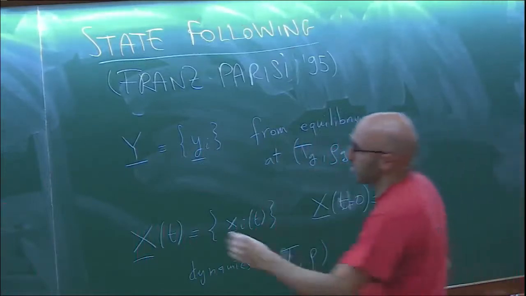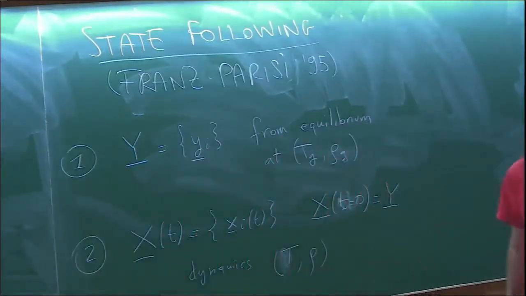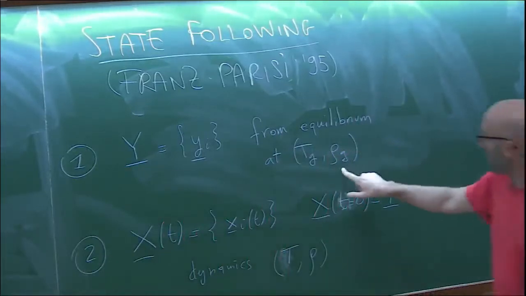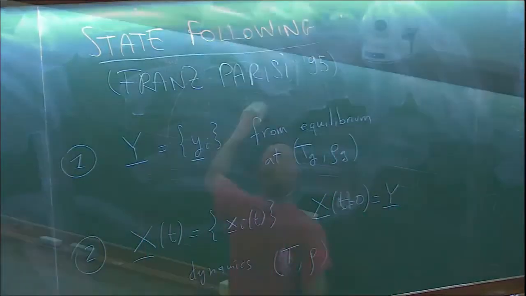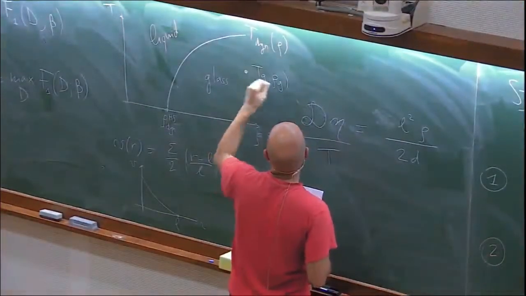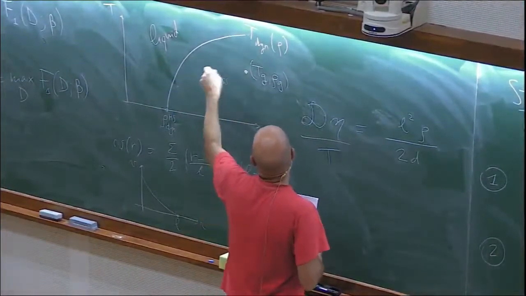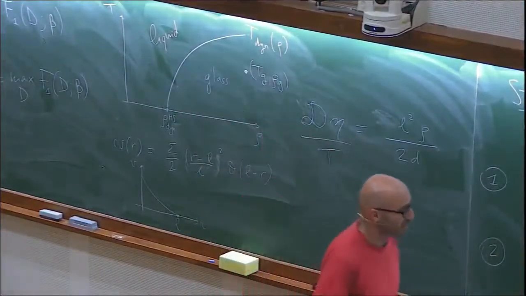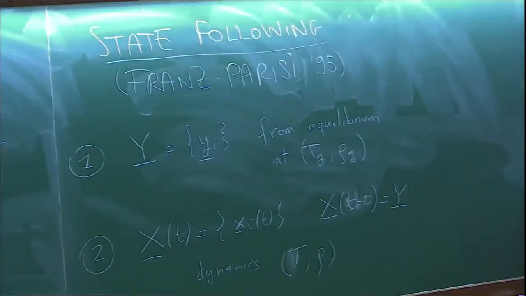Okay. And so now, suppose that you start from a point that is inside the arrested phase. So here is Tg, rho g. This is your initial point. And suppose that you quench or compress, but you remain in the dynamically arrested phase. Then, no, exactly, that's to be discussed.